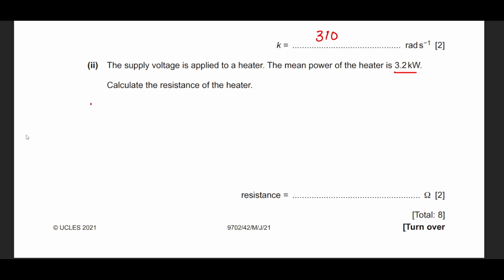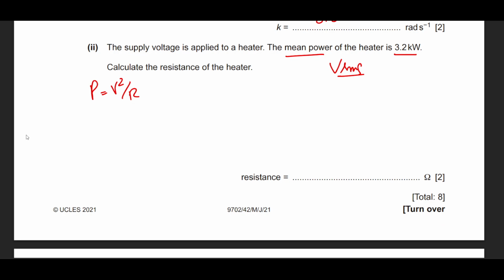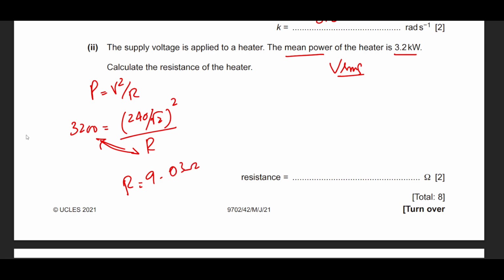So we can use the formula P equals V square over R. उसने अगर mean power दी हुई है तो फिर आपको voltage भी RMS वाली ही use करनी पड़ेगी. So this is going to become 3200 equals V RMS, which is going to be 240 divided by under root 2, divided by R. इसका whole square करना पड़ेगा आपको. So change their positions, perform correct algebra, and you will land on this answer as 9.03 ohms, which is going to become 9.0 ohms.